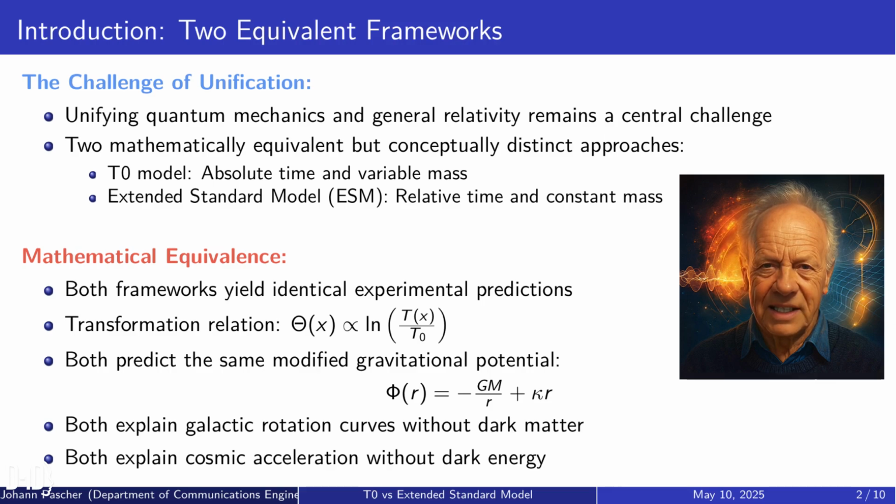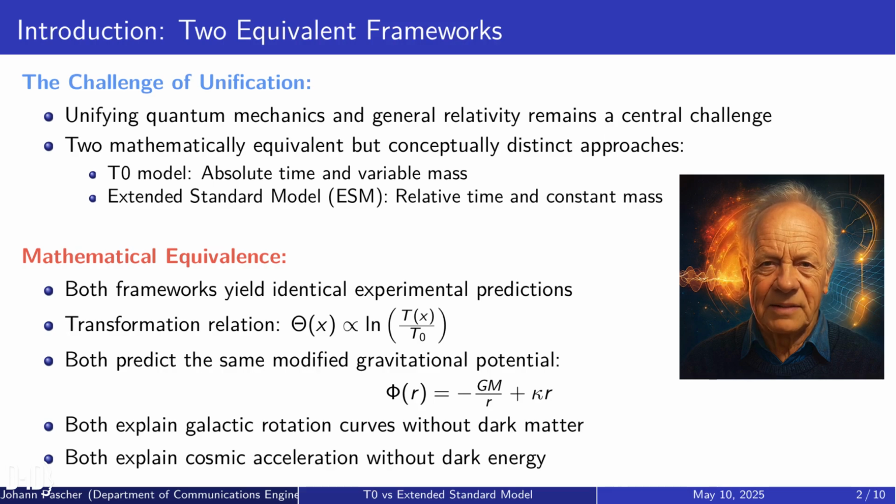What's fascinating is that these frameworks are mathematically equivalent. The scalar field θ in the extended standard model and the intrinsic time field t in the T0 model are related by a logarithmic transformation. Θ of x is proportional to the natural logarithm of t of x divided by T0. Both frameworks predict an identical modified gravitational potential, phi of r equals negative GM divided by r plus kappa times r. This potential naturally explains galactic rotation curves without dark matter and cosmic acceleration without dark energy, albeit through different conceptual mechanisms.